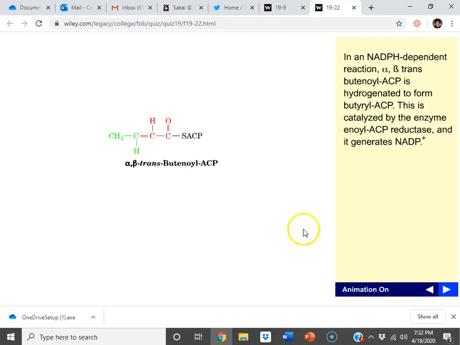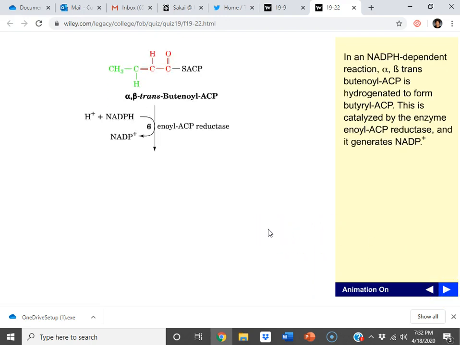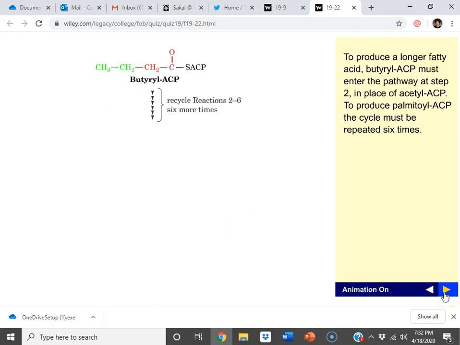And then we will need another NADPH to donate protons and electrons. And now we have butyryl ACP. So now we have a short little fatty acid. It's only 4 carbons long. So what we do now is we start all over again. We bring in another malonyl-CoA, and then we add 2 more carbons.